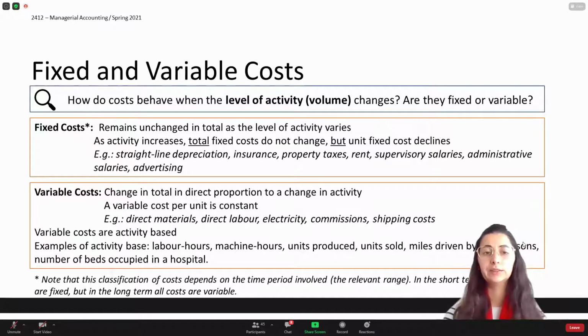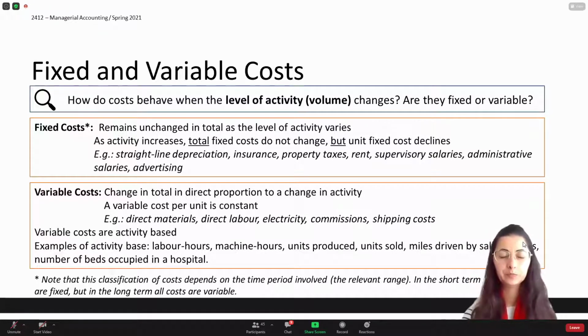Fixed costs remain unchanged in total as the level of activity varies. As activity increases, the total fixed costs do not change, they remain the same. But unit fixed costs decline. We will see this graphically in a bit, which helps to understand. Examples of fixed costs are straight line depreciation, insurance, property taxes, rent, supervisory salaries, administrative salaries, and advertising when this is fixed.